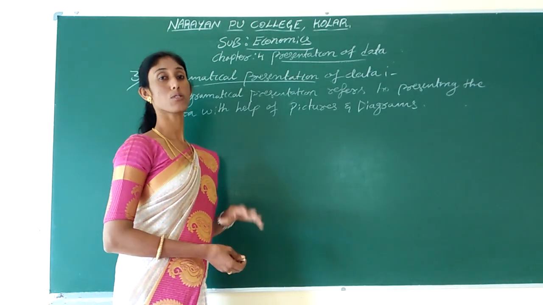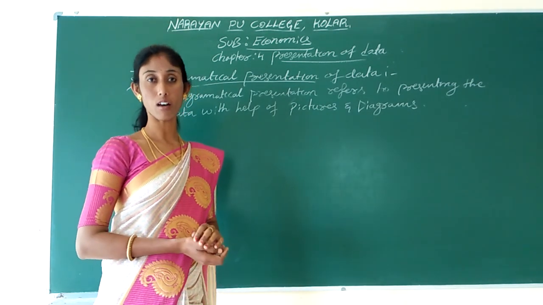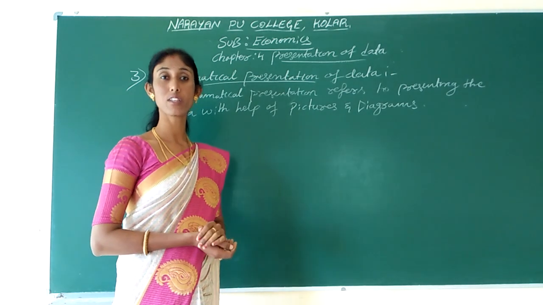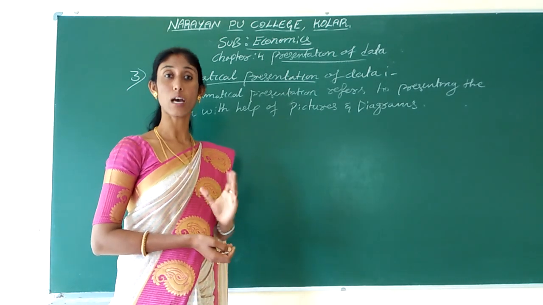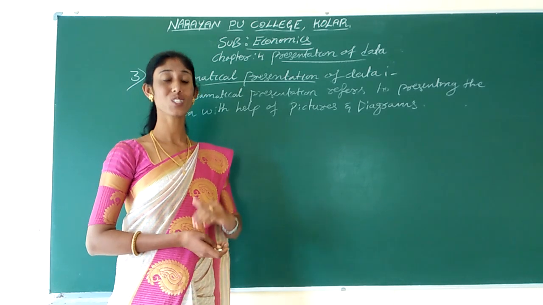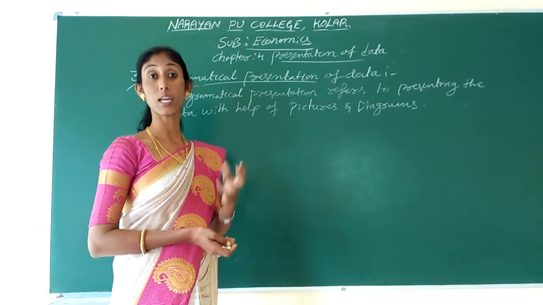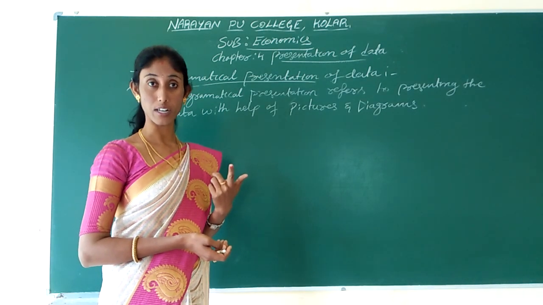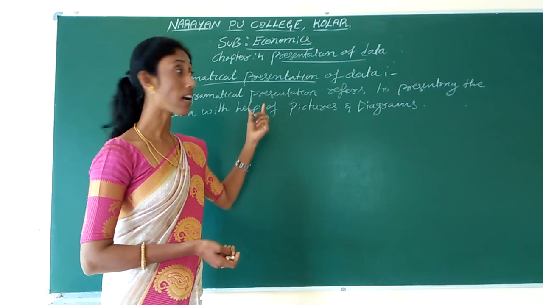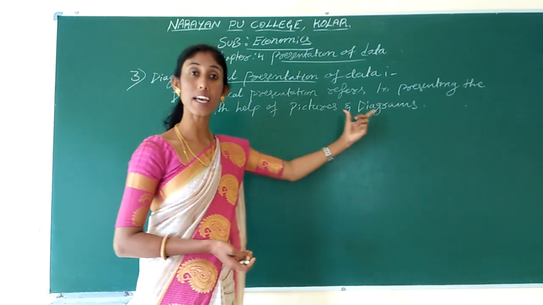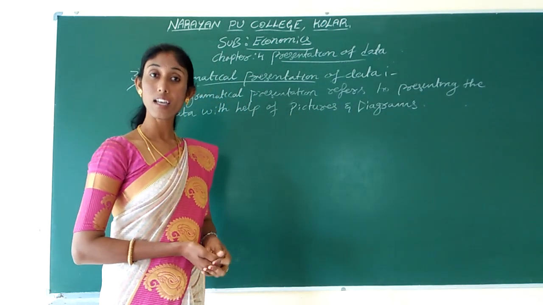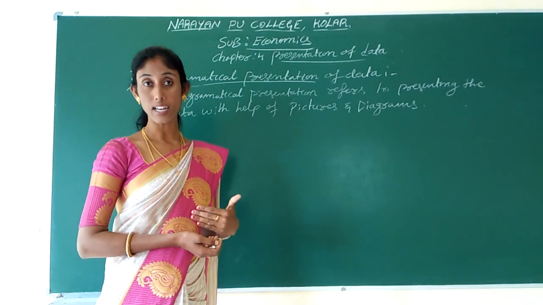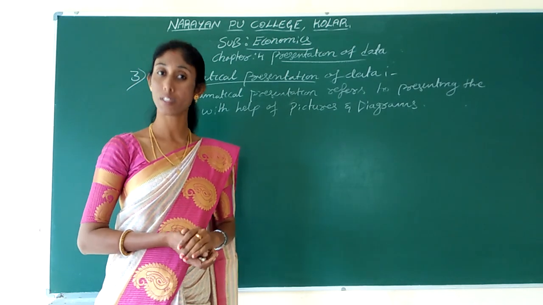Here, the most effective way of presentation is diagrammatical presentation when we compare it with the textual as well as tabular presentation, because only the educated people can understand the textual and the tabular presentation of data. But when we present the data with the help of pictures and diagrams, even the illiterate or the uneducated people can understand the diagrammatical way of presentation.